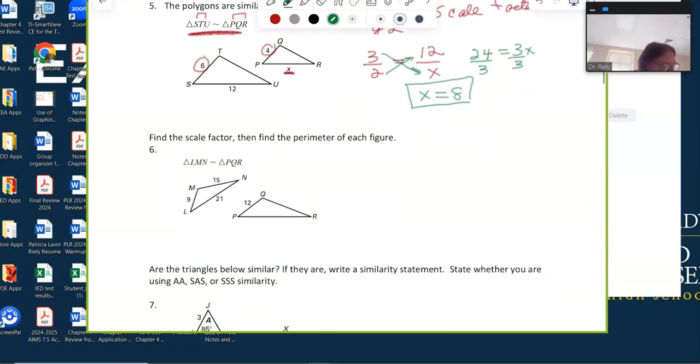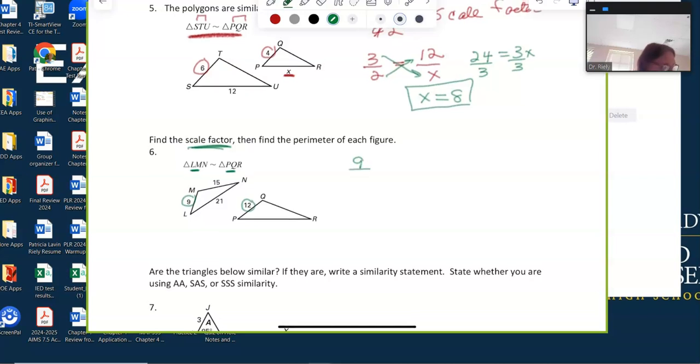Okay, the next one says find the scale factor, so that's our first job. I only have a 12 over here. So PQ is the 12, so that goes with LM. LM is the 9. So go to the left triangle over right triangle and that will give me my scale factor. Divide both by 3, and you get 3/4. That is your scale factor. You have to have the reduced terms, right?